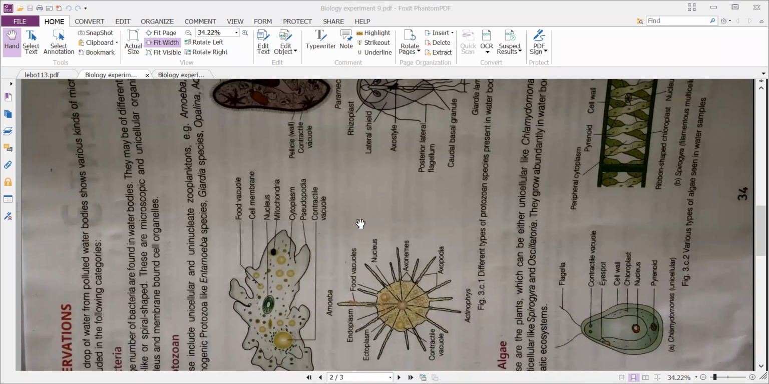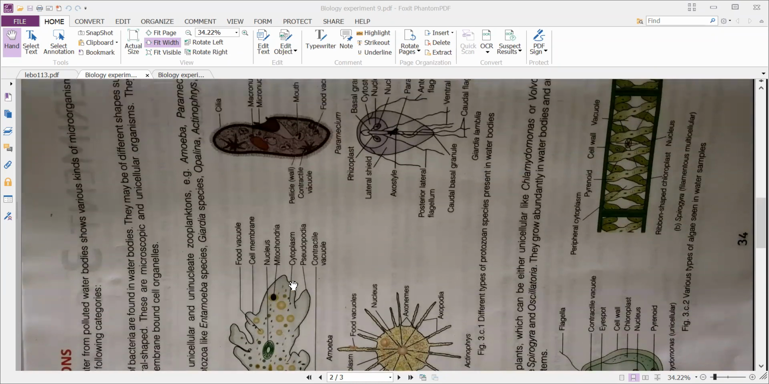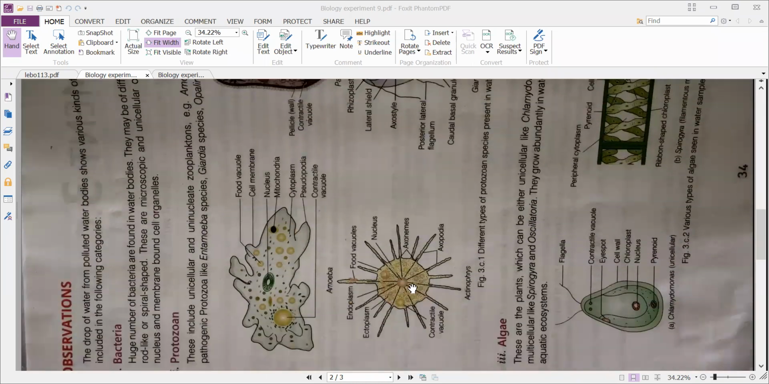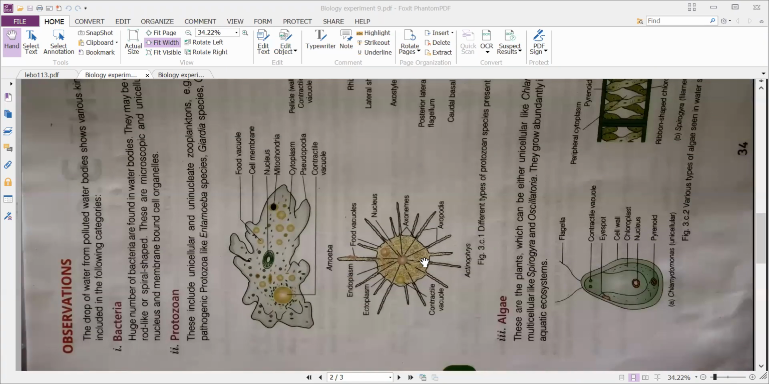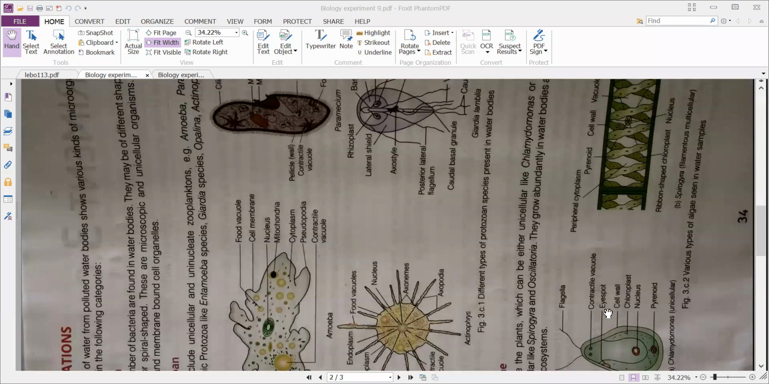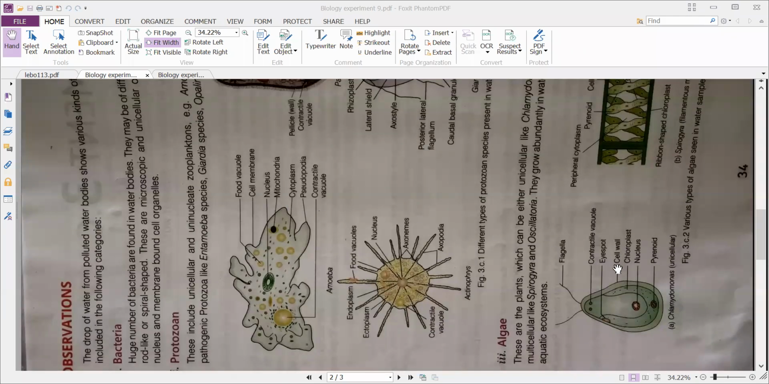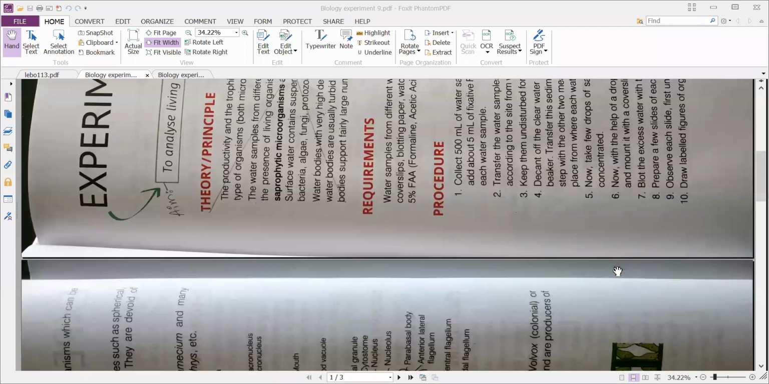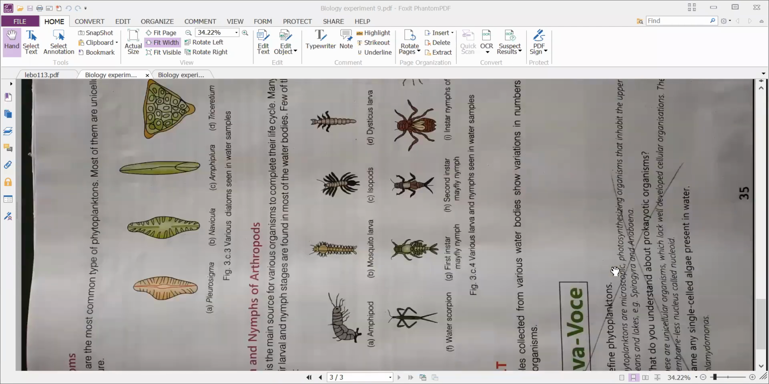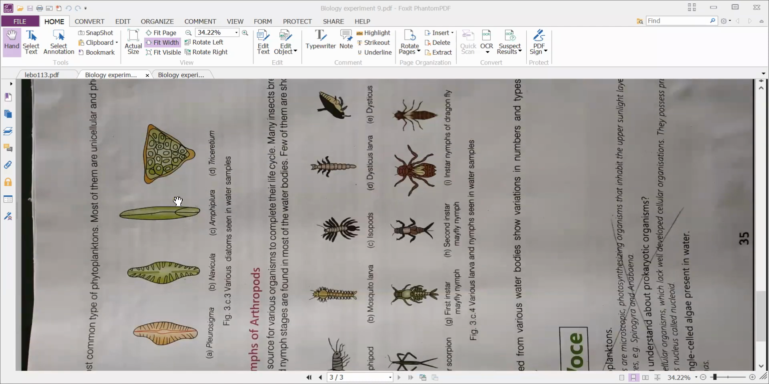Among these 4 diagrams, you can draw any 2 diagrams, like amoeba and paramecium, or actinomorphis or giardia. Any 2 diagrams of your choice, whichever you feel a little bit easy. And from algae, only 2 diagrams are given. Those 2 diagrams you can draw. If more diagrams are there, we draw only 2. In diatoms we have got 4 diagrams. You can draw any 2 diagrams, whichever you feel easy.